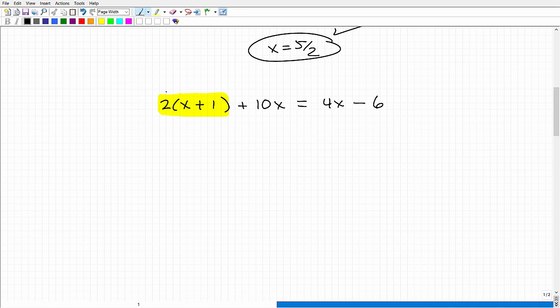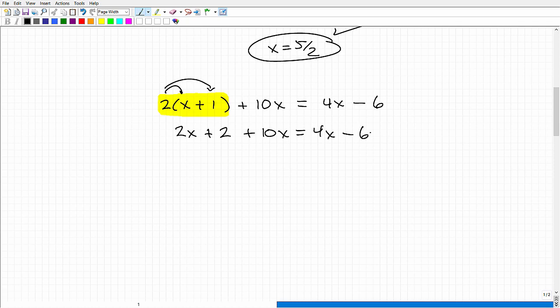So let's start off this way. I'm going to have to multiply that 2 by x and 1. So that's going to be 2 times x, or 2x, plus 2 times 1. That's 2. Now let's just write the rest of the equation out. Plus 10x is equal to 4x minus 6.